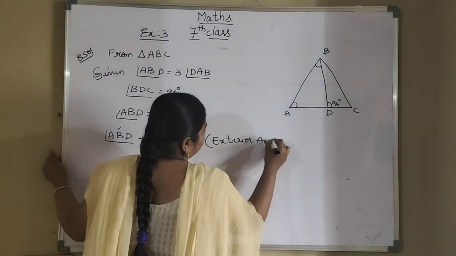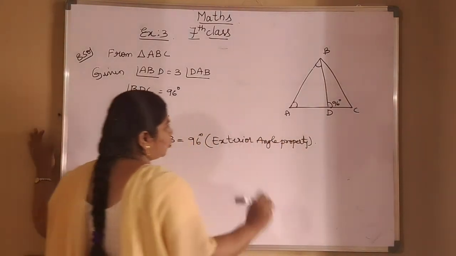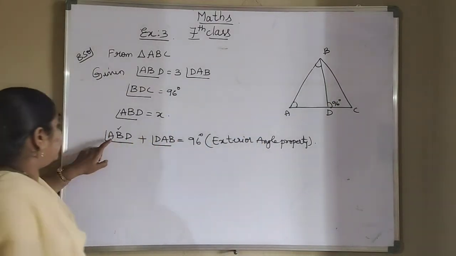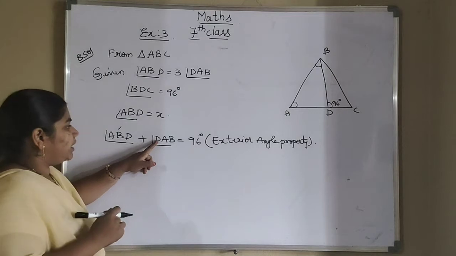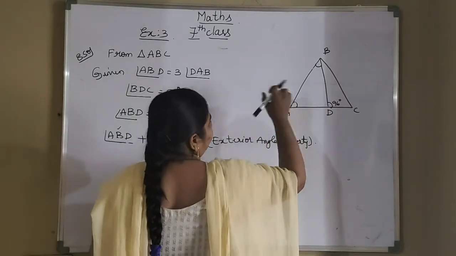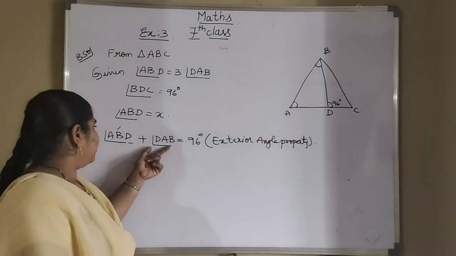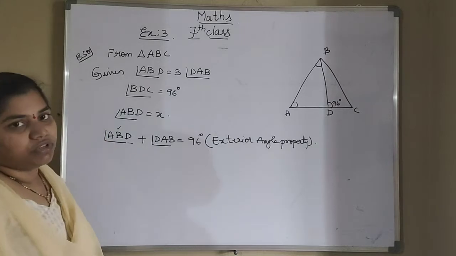by using the exterior angle property. So the sum of these two will be equal to 96 degrees. Angle ABD is nothing but angle B, and angle DAB is nothing but angle A. So if you add these two, you will get 96 degrees. Why have I written in the form of 3 alphabets here? Because the question is also in the form of 3 alphabets.